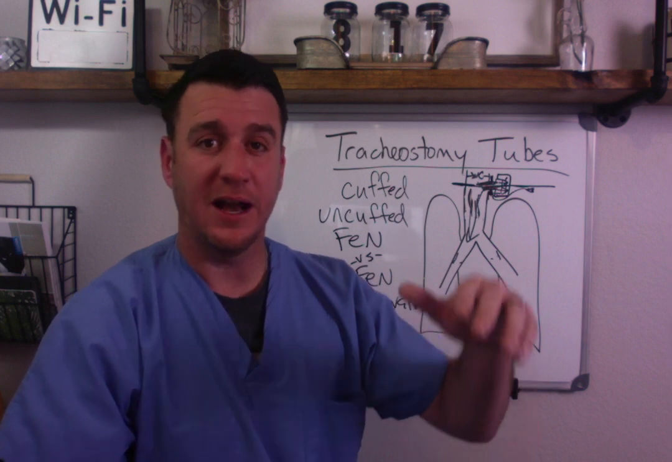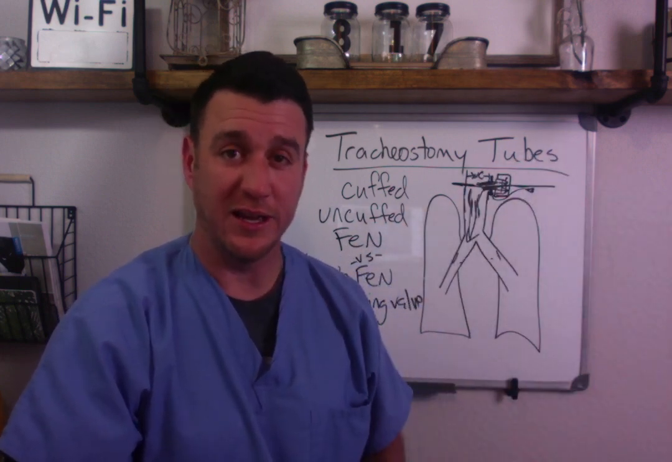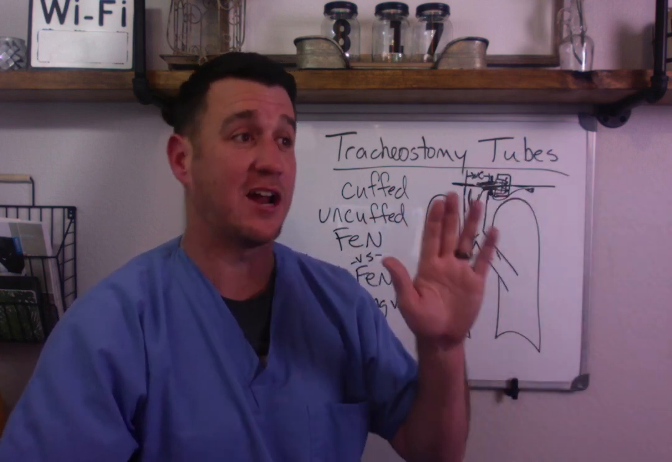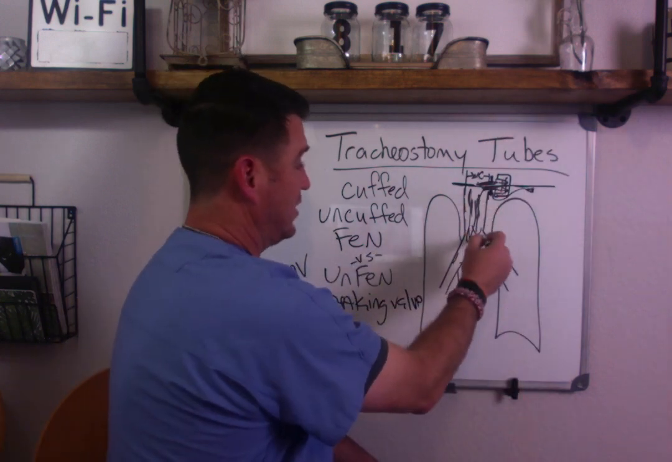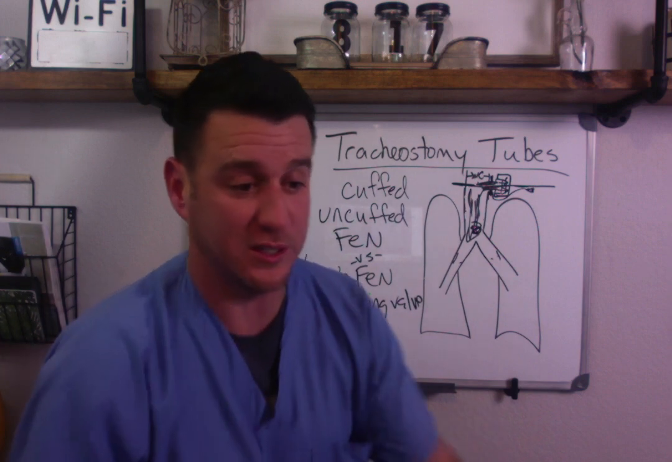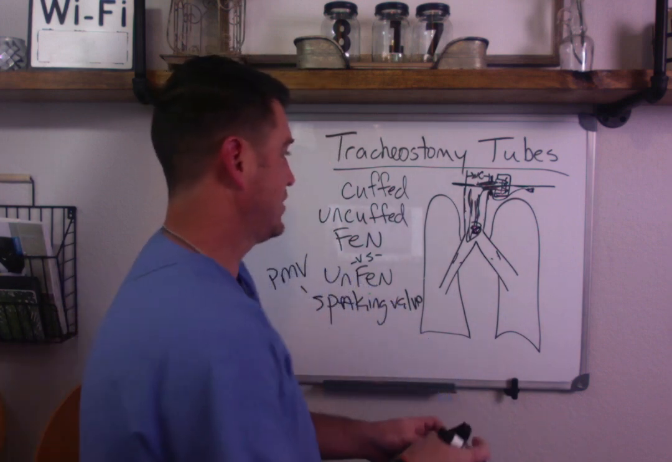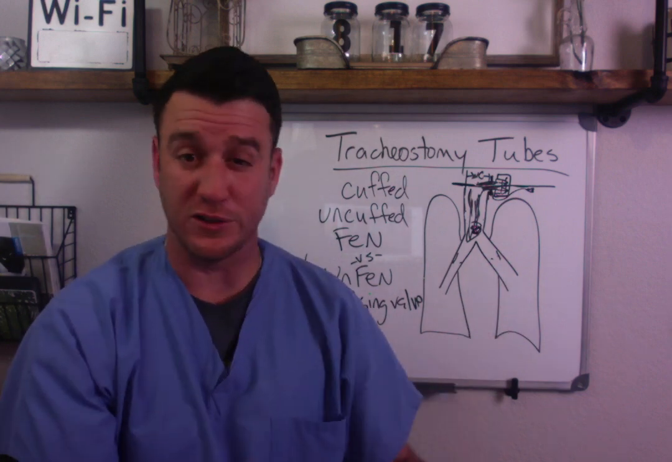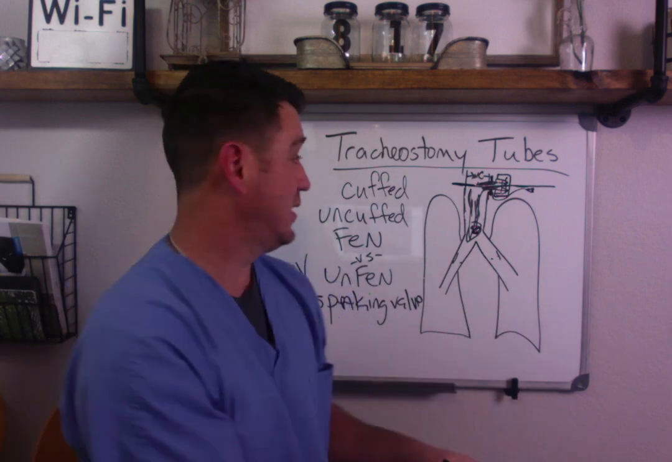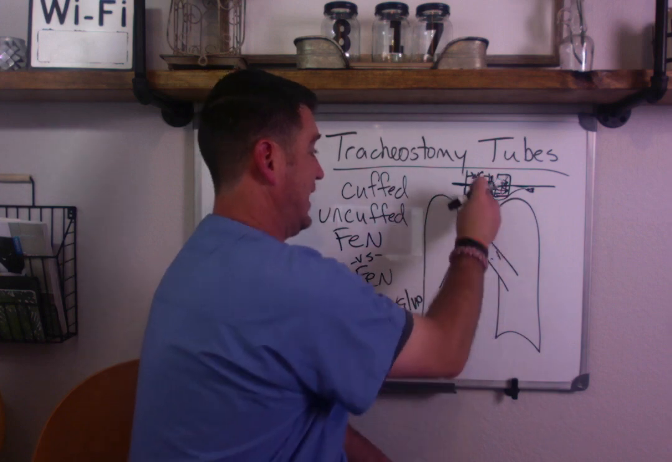So what should I do? I should probably put a non-fenestrated inner cannula in, and that'll guide my suction catheter down to my carina, where I can suction and get all those secretions out for my patient. Okay? So that's where we go when we're talking about fenestrated versus non-fenestrated inner cannulas and tracheostomy tubes.